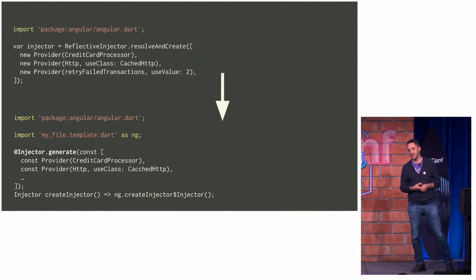And here's where we took, again, the same pattern. The top is the code you'd write before, which creates an injector that provides a credit card processor and an HTTP service and some other values. And you pretty much almost copy it as is to the bottom, and you get this compiled ahead of time. This is a little bit more efficient. It lets you strip out more code. And we're hoping to move more towards this pattern in the future.